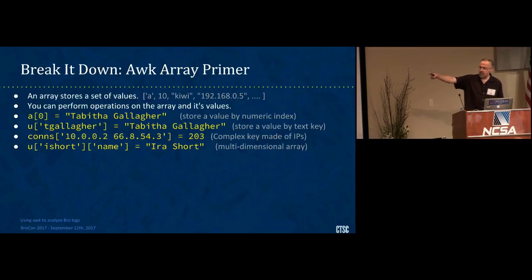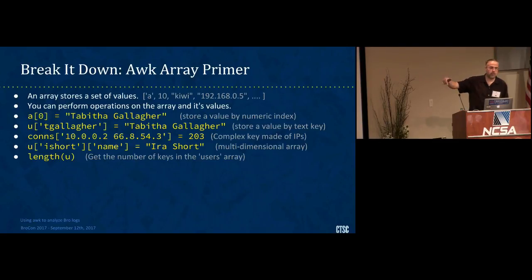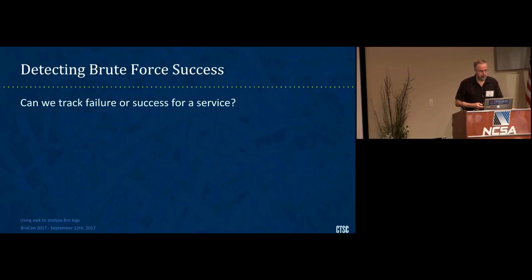You can also have multi-dimensional arrays. I'm not going to get into that today because it's a lot more involved, but basically you have an array of arrays, so each array value can be another array, and you can store multiple different things for each username or each IP address. And then, like I said, you can perform operations on arrays. This would get the number of actual values inside the array. So it's a way of counting the number of users or connection pairs or whatever you're storing.